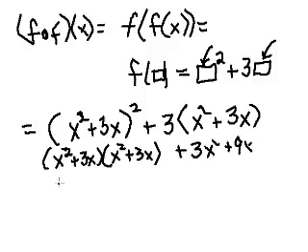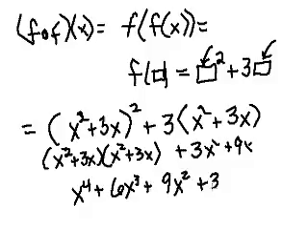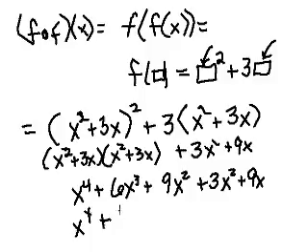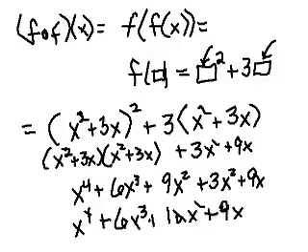And we get, and then we can combine like terms. We have x to the 4th plus 6x cubed plus 12x squared plus 9x. And that's how we can combine functions.